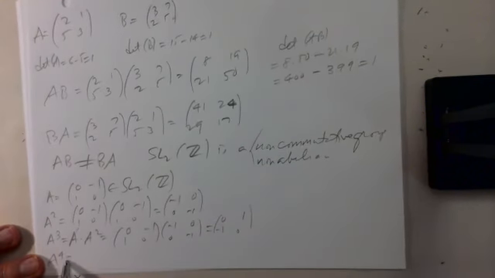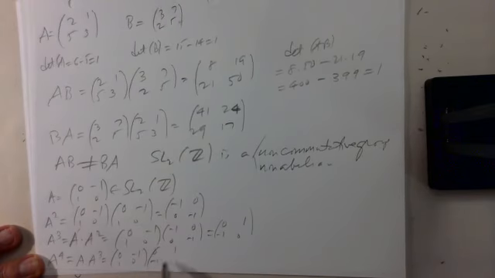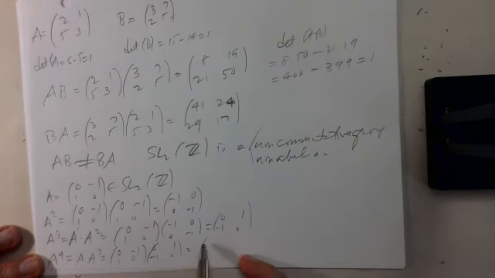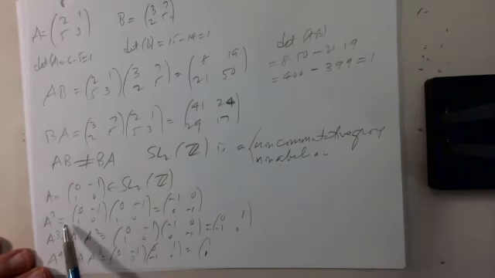What is A to the 4th? So that's A times A cubed. So that's 0, minus 1, 1, 0 times 0, 1, minus 1, 0. Oops, something's wrong. Let me just double check. So A squared is this. A cubed is A times A squared: 0, minus 1, 1, 0, and that times A squared. So that's 0, 1, minus 1, 0.